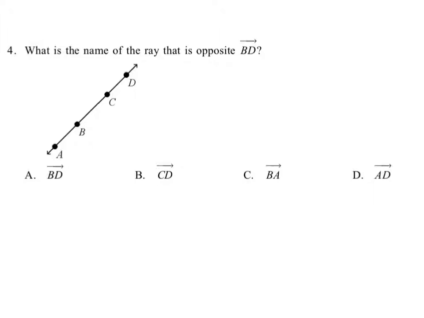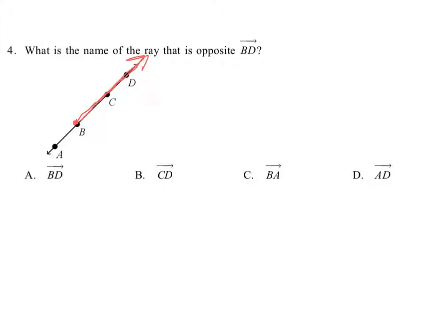two different types of letters named. One of them is an endpoint, because there's only one endpoint on a ray, and the one that is the actual endpoint is going to line up with the side that doesn't have an arrow on it, and then it's going to go from that one, B in this case, through D and keep going. So it starts at B, that's the endpoint. It goes through D and keeps going.